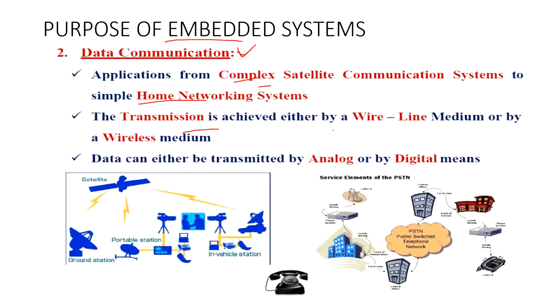The transmission is achieved either by a wireline medium or a wireless medium, right? Normally satellite communications are wireless. If you use CCTV cameras, they are wired systems. But the main purpose of these systems is to communicate the data which is being captured. The data gets transmitted either by analog or by digital means. In the pictorial, it has been represented the same way. First, the data captured by the satellite is transmitted to the ground station and then to portable stations. It is also used for in-vehicle movement of data. This is where we use communication of the data.